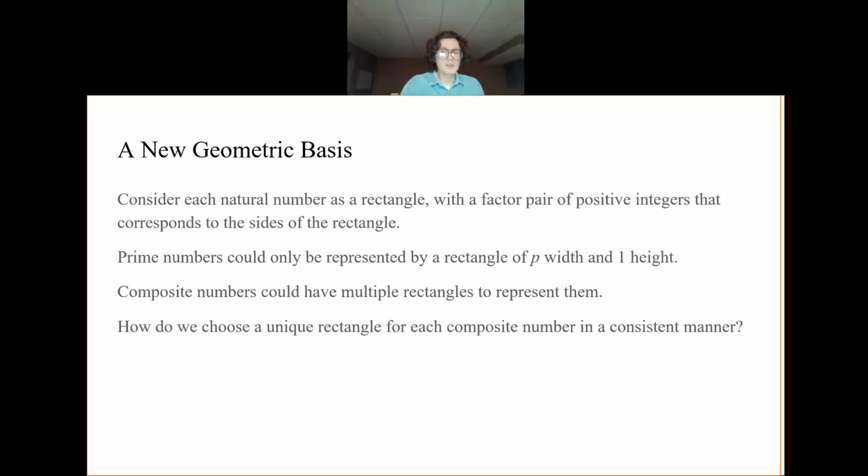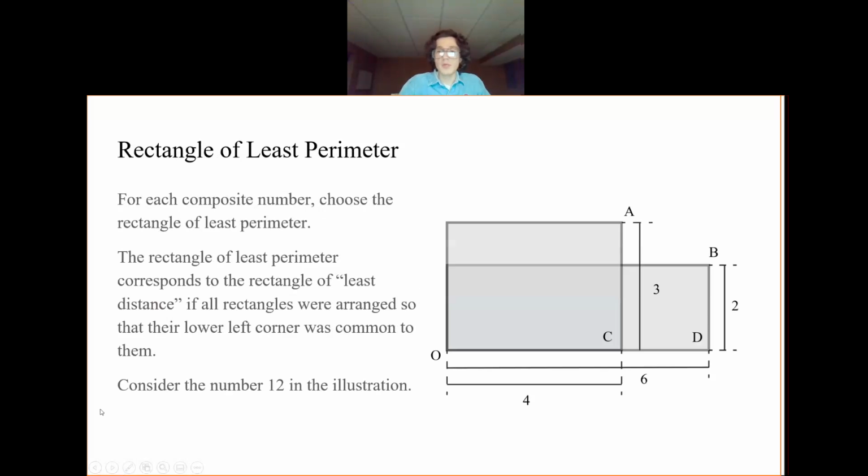But now if we want this to be our new geometric basis for the natural numbers, we've got to be consistent in choosing a unique rectangle for each number. So how do we go about this? Well, we could take the rectangle of least perimeter. Every number is going to have one rectangle which has the least perimeter. So for each composite number, you choose this rectangle.